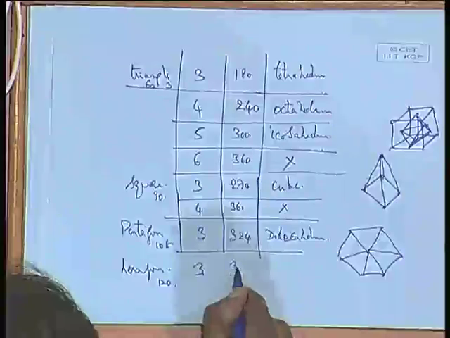Triangle is 60, not hexagon, 120 degrees. So, imagine 3 hexagons meeting at a point, minimum is 3. So, 3 hexagons meeting at a point would give you 360 degrees. So, obviously, it is not a solid, it is a tile. So, it is a hexagonal tile or plane, it becomes a plane.